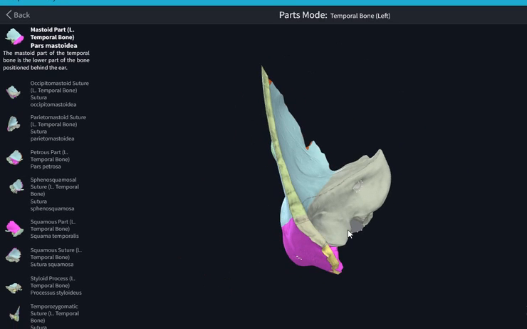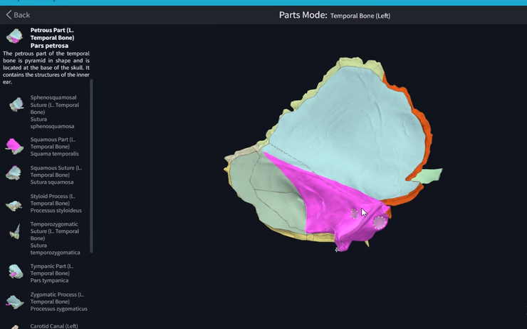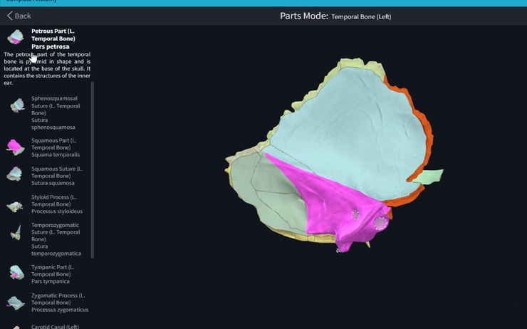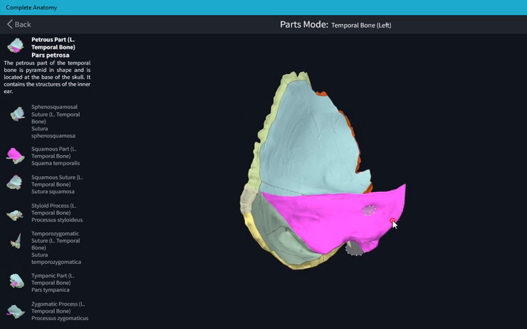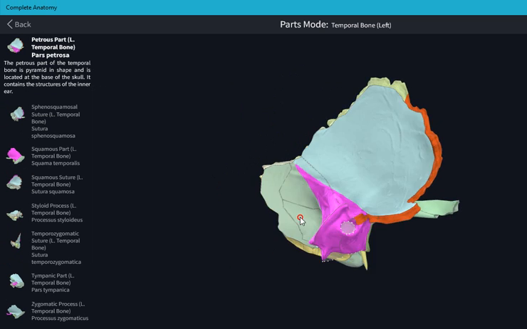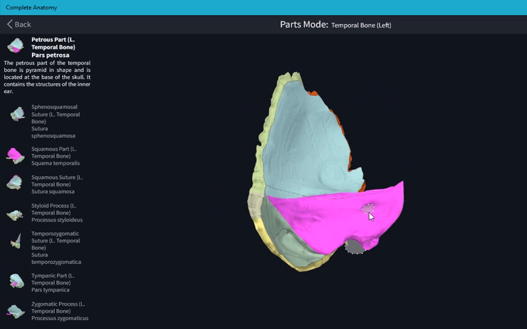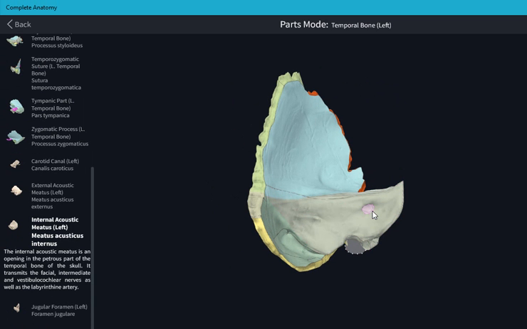Now you need to know that this portion here, which has much of the ridges of the temporal bone, is going to be called the petrous part of the temporal bone. As you can see here, the petrous part of the temporal bone has many foramina. We have this foramen here, and this foramen is the internal acoustic meatus.